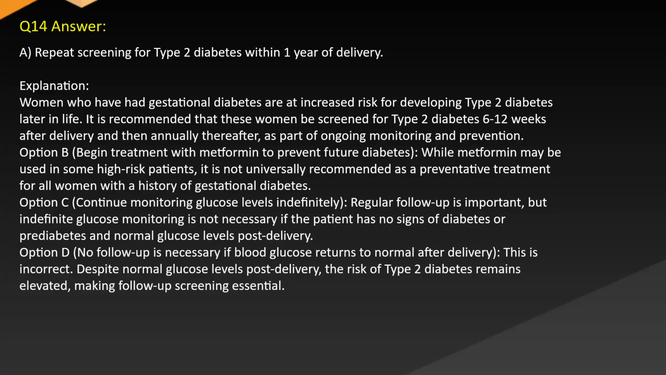Option B. Begin treatment with metformin to prevent future diabetes. While metformin may be used in some high-risk patients, it is not universally recommended as a preventative treatment for all women with a history of gestational diabetes. Option C. Continue monitoring glucose levels indefinitely. Regular follow-up is important, but indefinite glucose monitoring is not necessary if the patient has no signs of diabetes or prediabetes and normal glucose levels post-delivery.